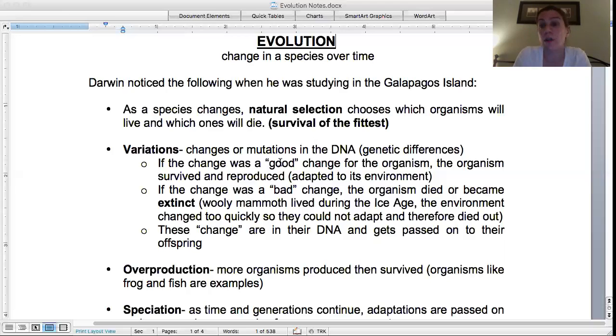Next, we have anything that's a bad change is going to cause the organism to die or become extinct. Perfect example is the woolly mammoth. Like I kind of related it before with the elephant. If you look at the difference between a woolly mammoth and an elephant, besides the size, is also the body hair. So woolly mammoths had body hair in order to help keep themselves warm because of the environment that they lived in. Well, they think that, as the environment changed and the ice age went away and it became a warmer environment, this became not so good for the woolly mammoths.